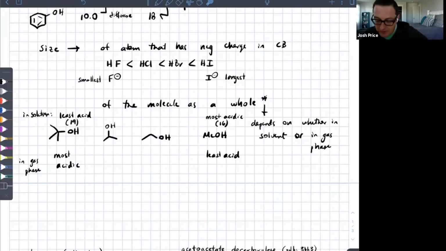So in this sense, the size of the molecule as a whole, how does that affect acidity? Well, it depends on whether you're in solvent or whether you're in the gas phase. And we haven't said anything here about steric hindrance, which is something we sometimes talk about when it comes to bases.